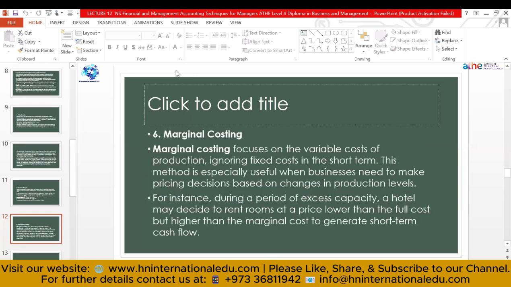Marginal costing. Now this focuses on the variable cost of production, ignoring the fixed cost in the short term, only for a shorter period of time. But in the longer period of time, we do consider it. This method is especially useful when businesses need to make pricing decisions based on changes in production levels.